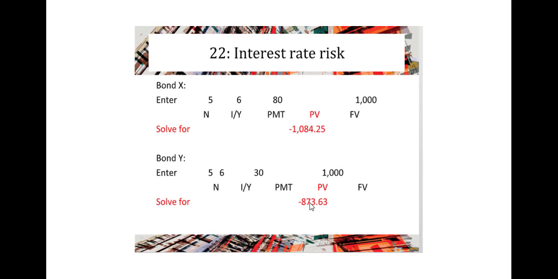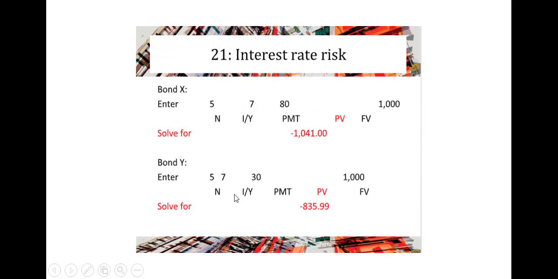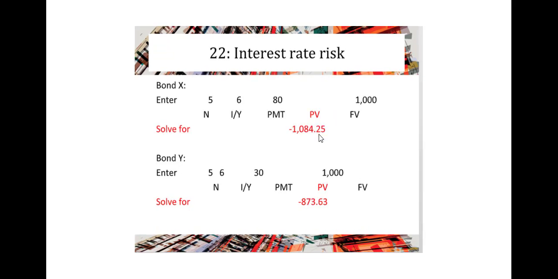So these are the prices of the bonds at 6% interest rate. Here are the prices of a bond at 7% interest rate. The coupon payment, coupon interest rate remain unchanged in the second case when the market interest rate changed from 7 to 6%.